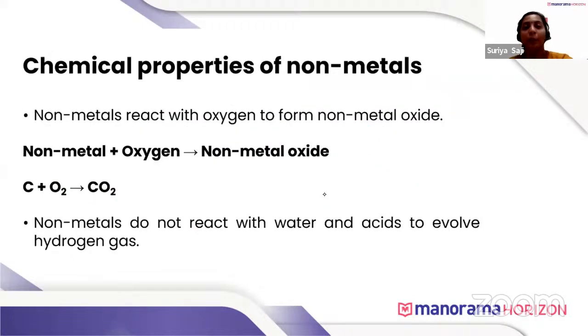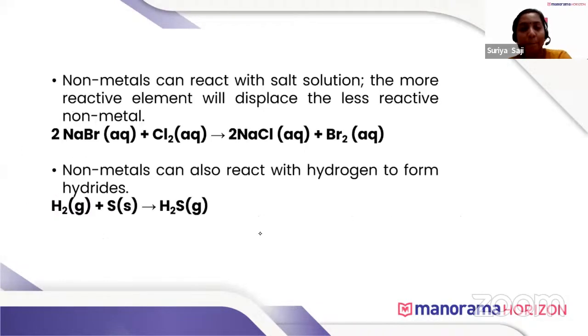Now we'll see the chemical properties of nonmetals. Nonmetals react with oxygen to form non-metal oxide. Similar to metals, here also we get oxides. Carbon is a non-metal. It reacts with oxygen and we get carbon dioxide. Non-metals do not react with water and acids to evolve hydrogen gas. They are not reactive enough to react with water and acids.